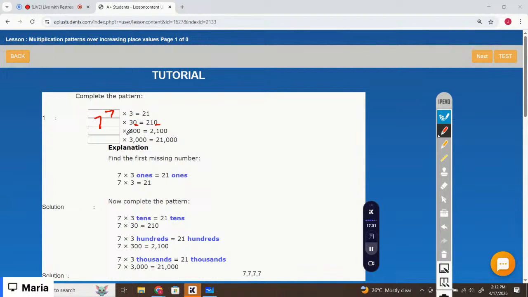Now what number times 300 equals 2100? So here you have two zeros and here you have two zeros. So that is also 7. 7 times 300 is 2100. 7 times 3000 is 21,000.